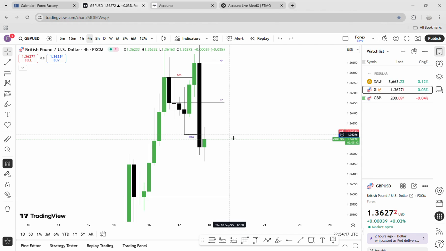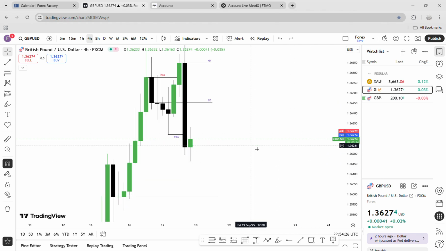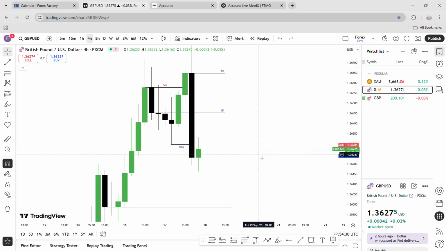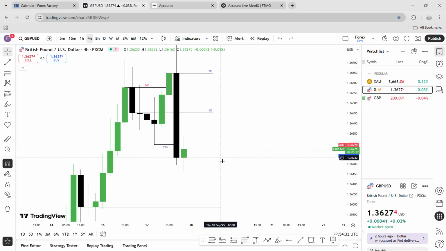You have to have this kind of level of understanding to be able to take a trade like that without a confirmation of a market structure shift. Do you understand? It's as simple as that.